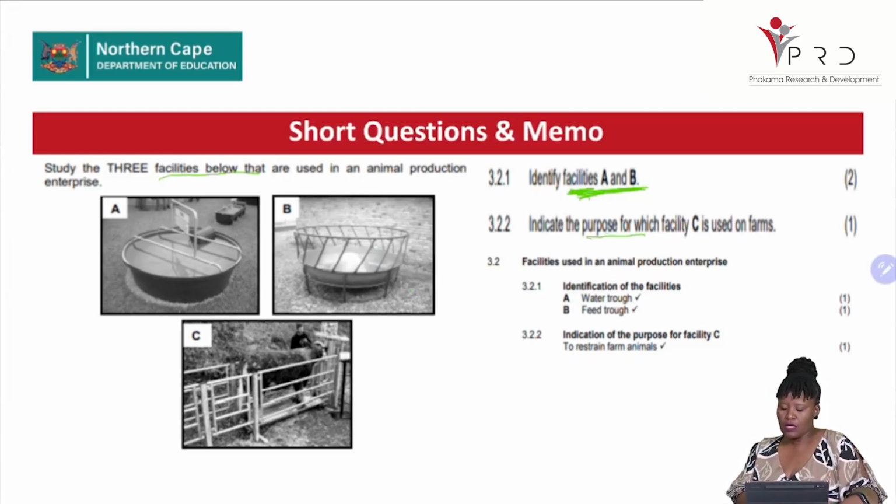Indicate the purpose for which facility C is used on farms. Facility C, you can see a farmer and the animal inside the chute. So what is the purpose of having this animal here? The purpose is to restrain farm animals. You are holding the animal so it does not move. So it's a squeezing chute, and you are restraining the animal.